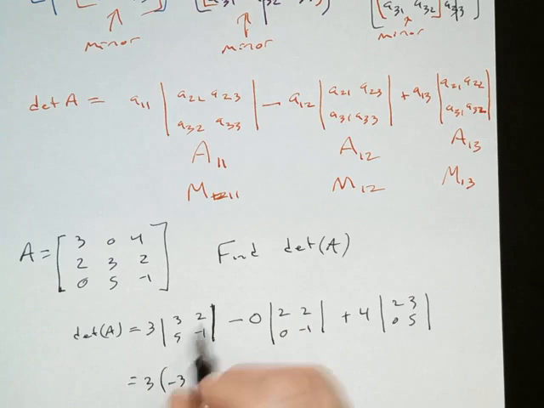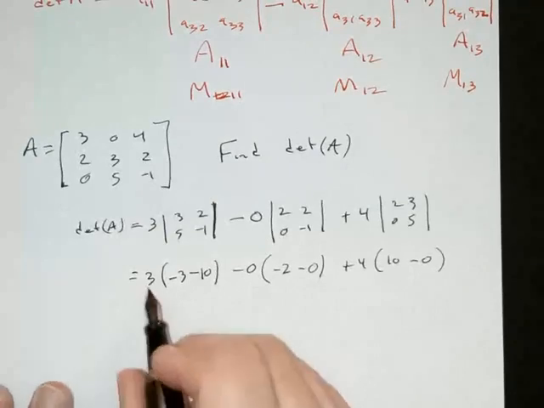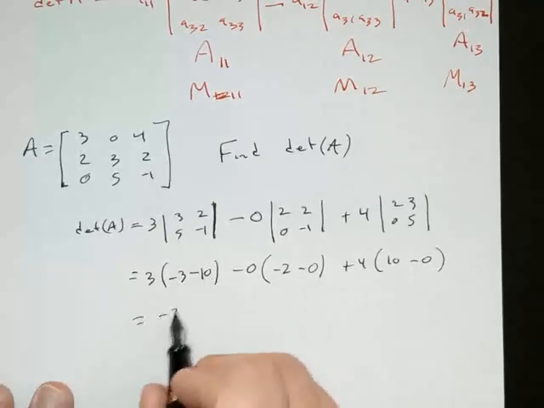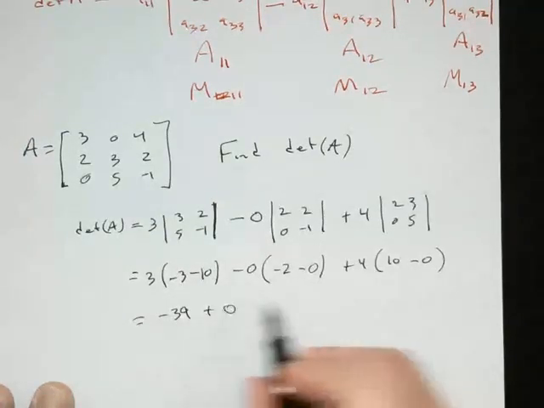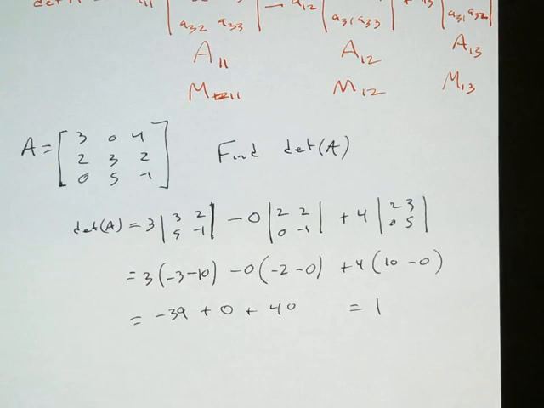3 times negative 3 minus 10. 0 times negative 2 minus 0. Plus 4 times 10 minus 0. 3 times negative 13 is negative 39, plus 0, plus 4 times 10 is 40. My answer is 1. This matrix is invertible.